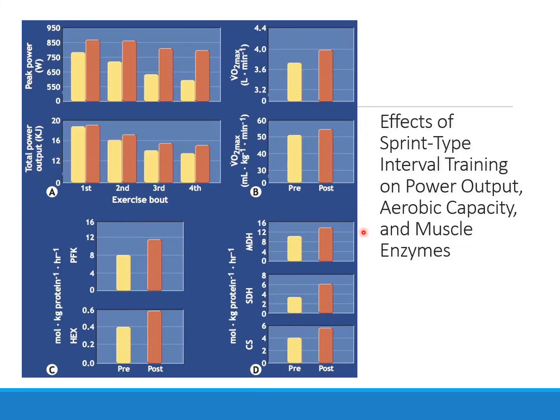Next is a study that looks at the effects of sprint-type interval training on power output, aerobic capacity, and muscle enzymes. In the yellow, you've got your pre-training group, and in the red, you've got your post-training group. I'm going to make this super short for you: guess what? They all improve. Your power output gets better, your aerobic capacity gets better, your VO2 max improves, and your muscle enzyme amounts and activity improve as well. So you can see that there are benefits to interval training simply by following these graphs.